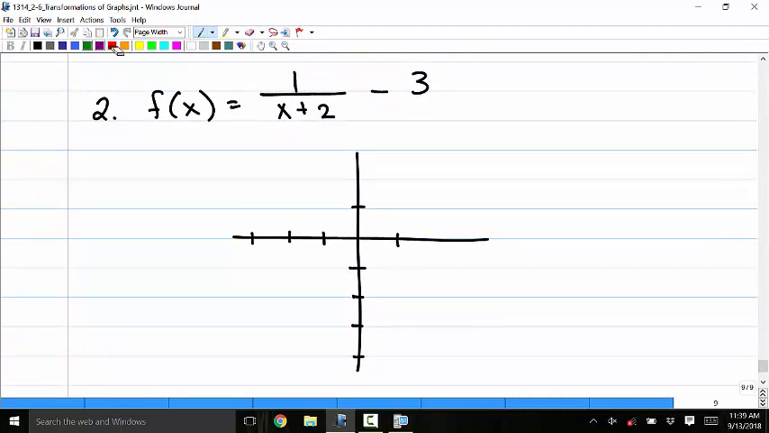Okay, what is the parent function? And then I'm going to pause and give you a break. What's the parent function on this one? 1 over x, the reciprocal function. I only gave you 2 points on that one. I gave you -1, 1, and 1, 1. And it's in quadrants 1 and 3.